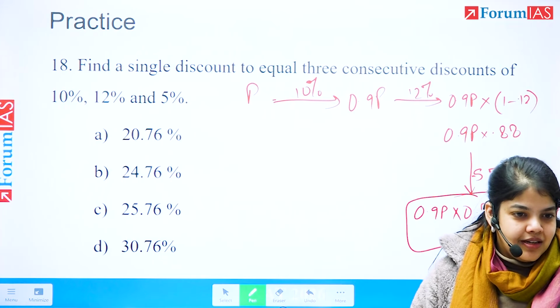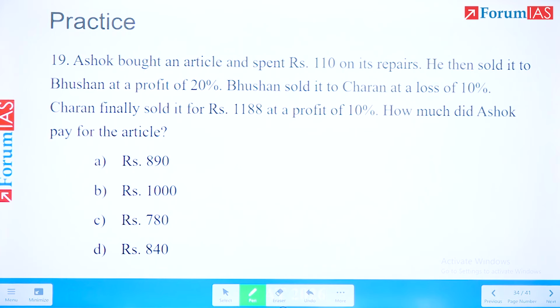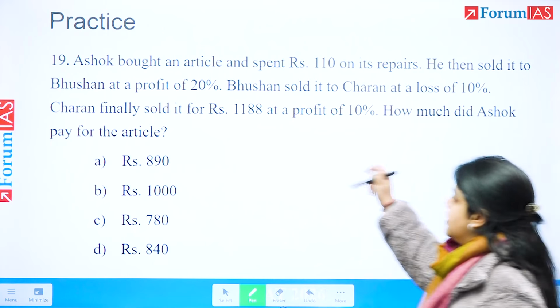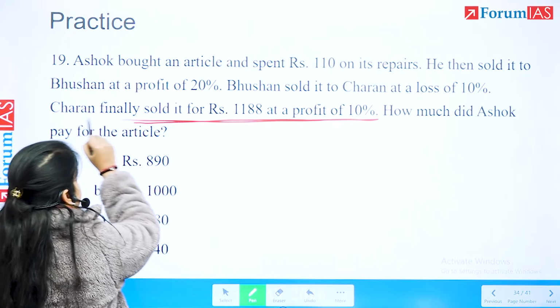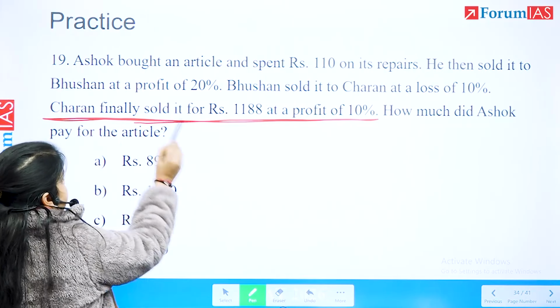Next question. Ashok bought an article and spent rupees 110 on its repairs. He then sold it to Bhushan at a profit of 20%. Bhushan sold it to Charan at a loss of 10% and Charan finally sold it for rupees 1188 at a profit of 10%. Start solving from here.